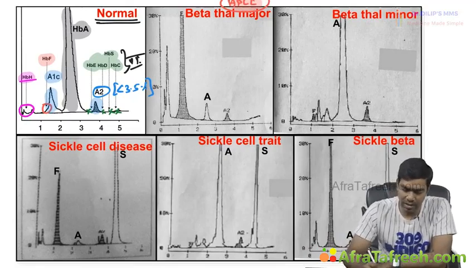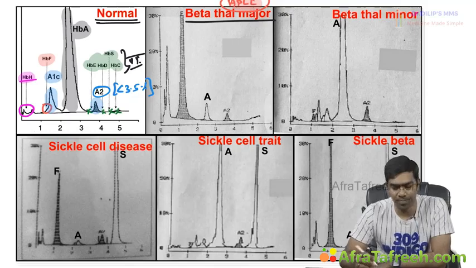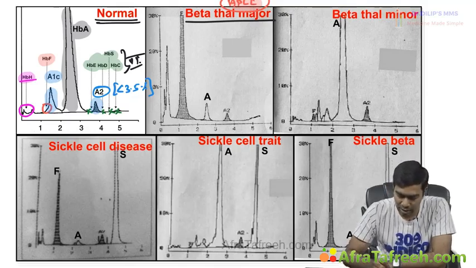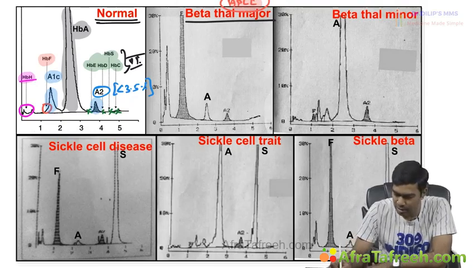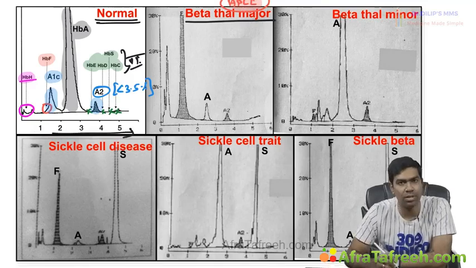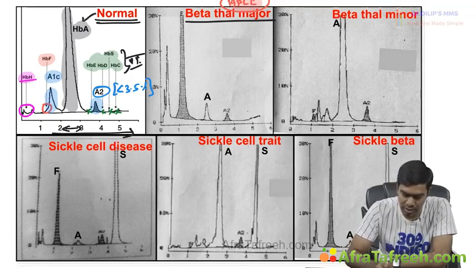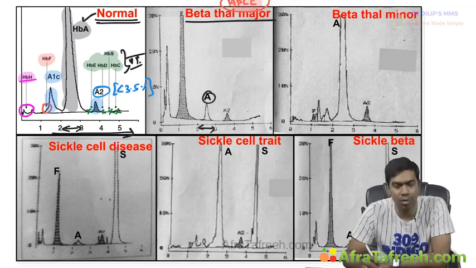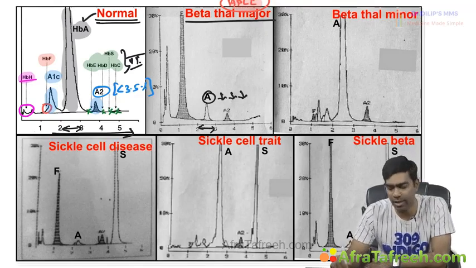And if you see, this is a case of beta thalassemia major. What you are seeing is in the 2 to 3 minute mark. If you take the HPLC properly and see, this is the time of elution. In the 2 to 3 minute mark, normally you see HbA. But in the same 2 to 3 minute mark, here you are seeing hemoglobin A very, very less. You don't see hemoglobin A at all.